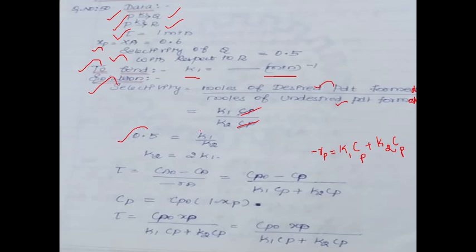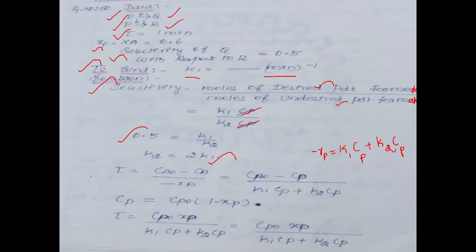From this we are going to frame the relation between K2 and K1. So from this, 0.5 K2 is equal to K1. So K2 is equal to 1 by 0.5, that is equal to 2. So finally K2 is equal to 2 times K1.